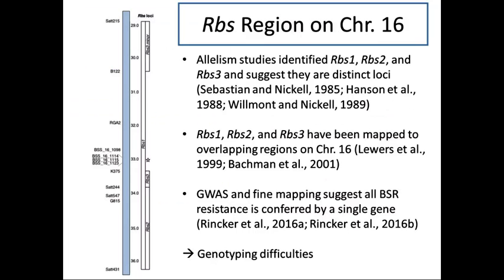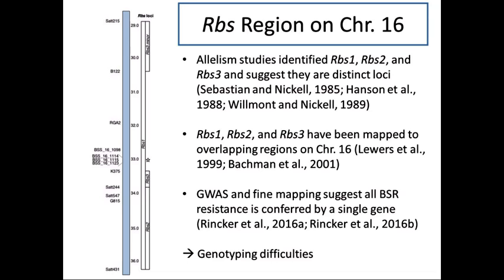There are 3 resistance genes called RBS1, RBS2, and RBS3. These were all identified in the 1980s by allelism studies, which suggest that they're independent dominant genes. A few years later, these 3 were mapped to chromosome 16 in soybean. This diagram is a region of chromosome 16. We have the markers here on the left, the positions on the right, and RBS1 has been mapped to this long region between SAT215 all the way down to SAT431. So it's a 33 centimorgan long region.